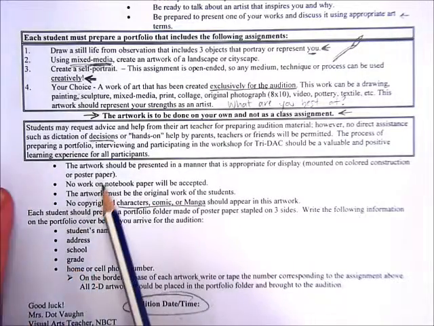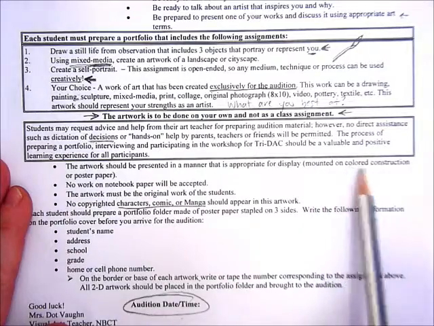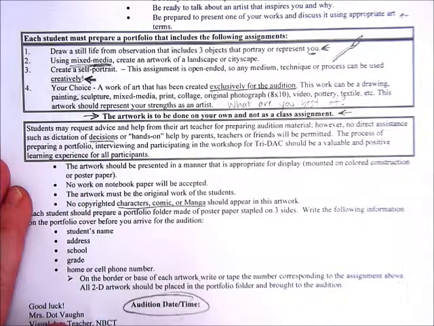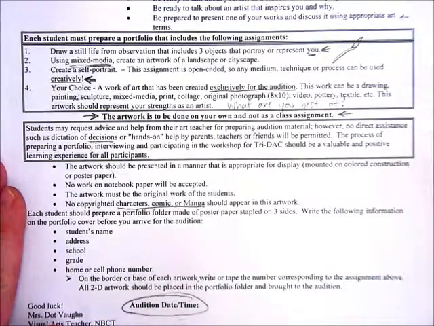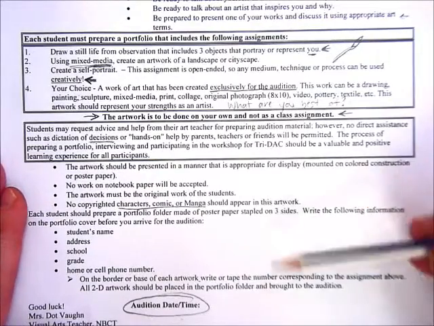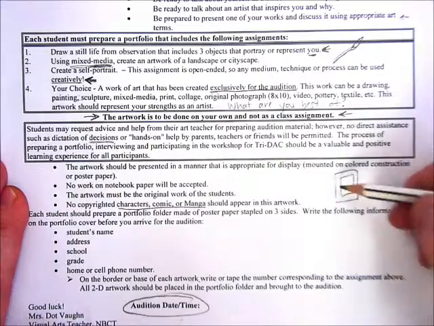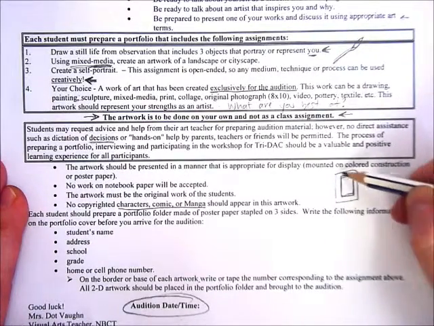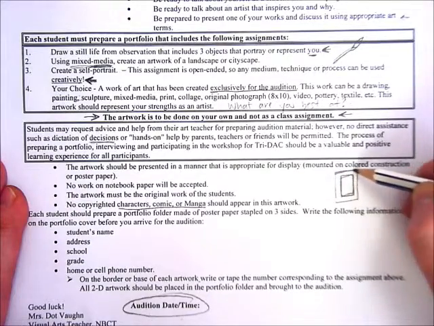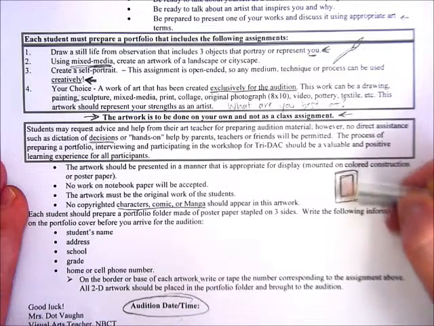Okay, so the artwork should be presented in a manner that is appropriate for display, so mounted on color construction paper or poster paper. So once you finish a picture, you want to mount it. You can look in the hallway, see the way I prepare artwork for display. That's the idea. A larger paper, and then you put your paper on top so that this is like a display for it. And you can just use double stick tape to glue that on. Don't use a liquid glue. You could use a glue stick to glue your artwork to a background paper.